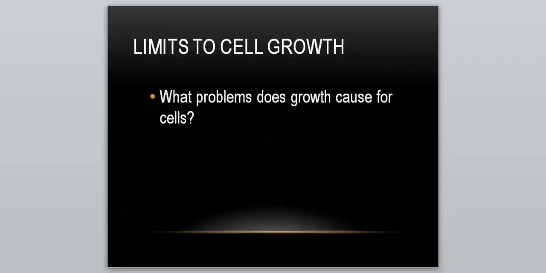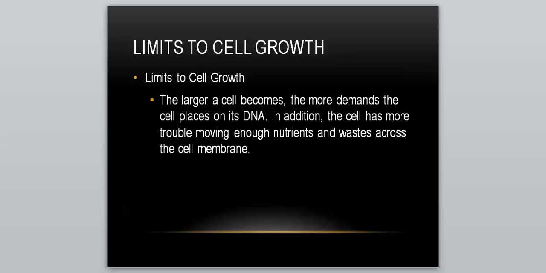And unfortunately for cells, there are some problems when they go to grow. So we're going to look at what problems growth causes for cells. And some of the limits here are the larger a cell becomes, the more demands the cell places on its DNA. In addition, the cell has more trouble moving enough nutrients and waste across the cell membrane. So we know cells are very tiny. We can't see them with the naked eye. They're on a microscopic level.